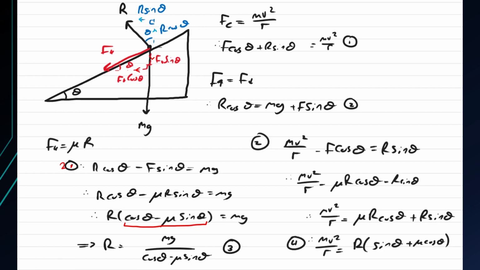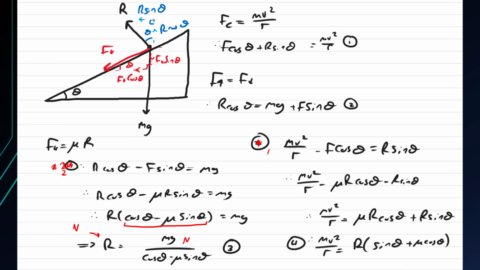So dividing everything by this bracket, we get that the reaction force is equal to mg divided by cos theta minus mu sine theta. Now this obviously makes sense because R is a force in newtons, mg is a force in newtons, and all of these are dimensionless. So we're looking okay so far. And we're going to call this equation 3. Now, this was equation 2. This one's equation 1.